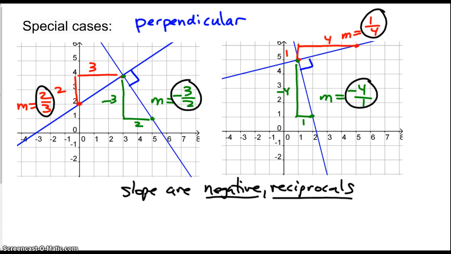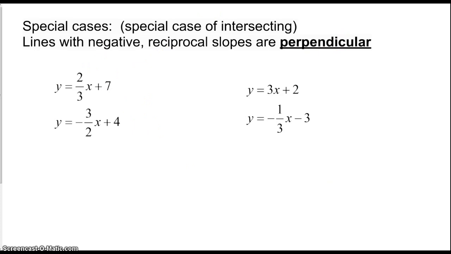All right, so that's a special case of intersecting. If the slopes are different, they're intersecting, but if they're negative reciprocals, then they're perpendicular. Okay? Okay, so special cases of intersecting. Lines with negative reciprocal slopes are perpendicular. And if they're solved, I can tell right away if this is true, right? This slope here is 2/3 and this one is -3/2, so we could say this one is perpendicular. These pair of lines are perpendicular.